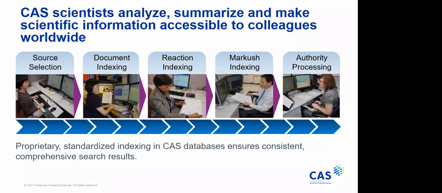They would also note down any key substances or novel compounds that have been discovered or any new reactions that have been reported. And then all this information is extracted from the full text, added into SciFinder-n, and then you can actually search and find it.